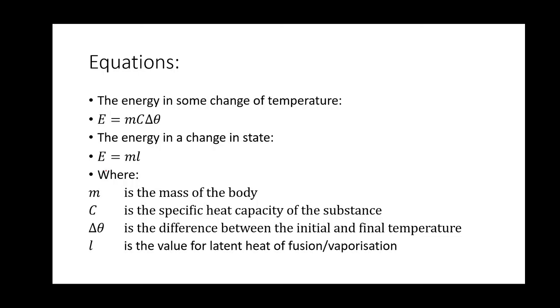Delta theta is just a difference between initial and final temperature. If you're heating a body of water 10 degrees, that's your change in temperature, so your delta theta would be 10. You can get that, say if you're starting at 20 degrees centigrade and you're going up to 30, that's a difference of 10, so you just subtract the final minus initial. And finally, L is the value for latent heat of fusion or vaporization.